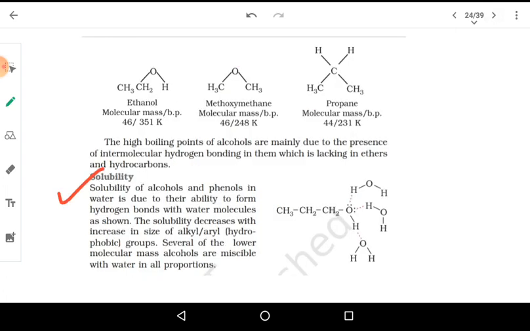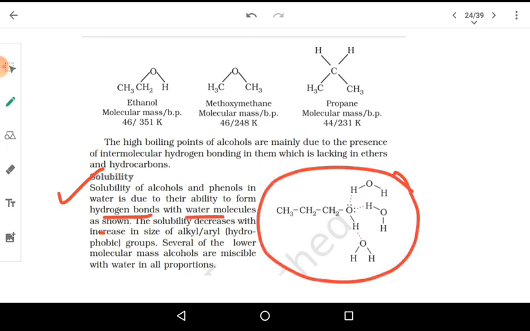Let us now talk about the next physical property, that is solubility. The solubility of alcohols and phenols in water is due to their ability to form hydrogen bonds with water molecules. If it can form hydrogen bonds with water, there is solubility, and this solubility decreases with increase in size of the alkyl or aryl groups. So this is important. When the size of the alkyl or the aryl group is increasing, the solubility is going to decrease. So the lower molecular mass alcohols, they are miscible with water in all proportions.